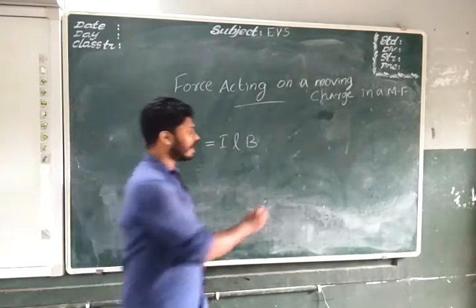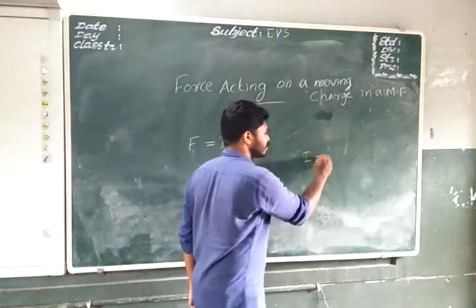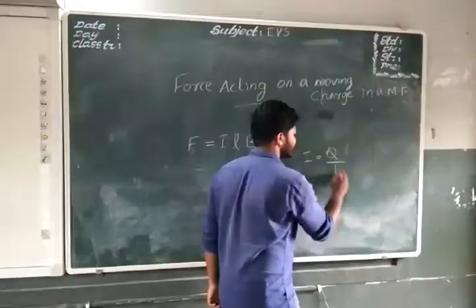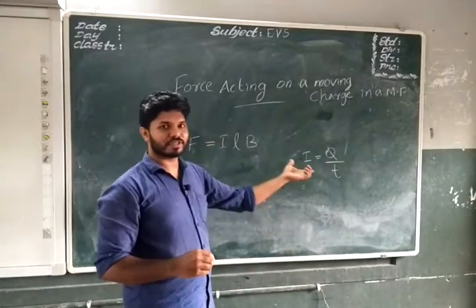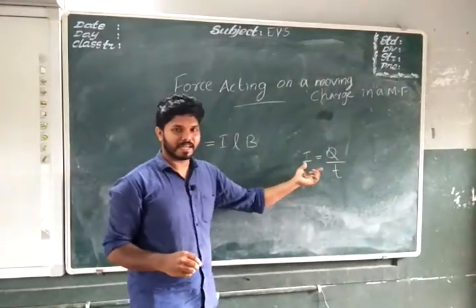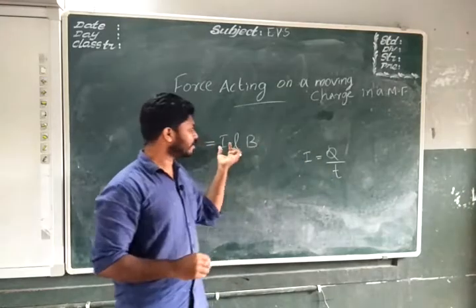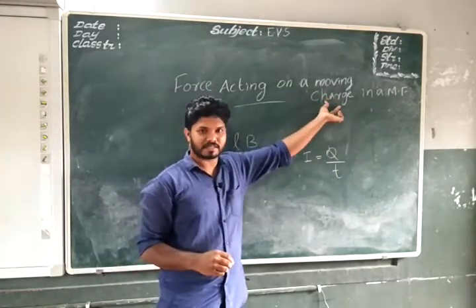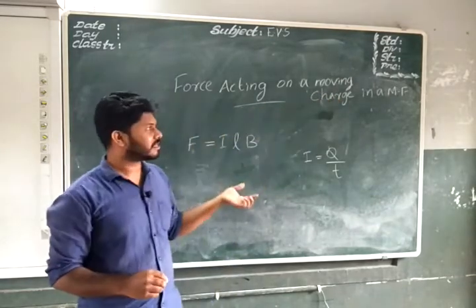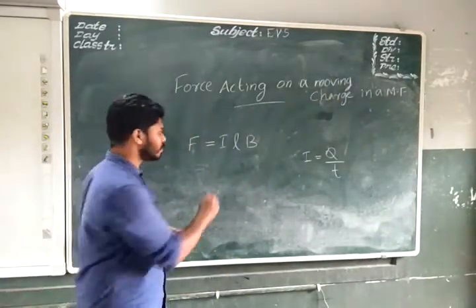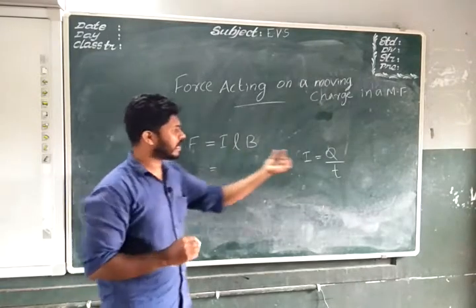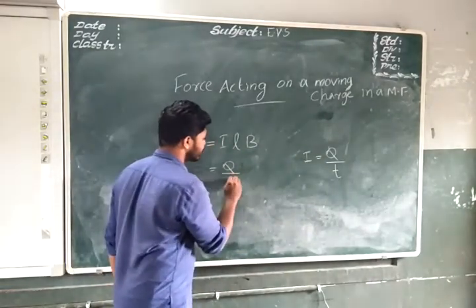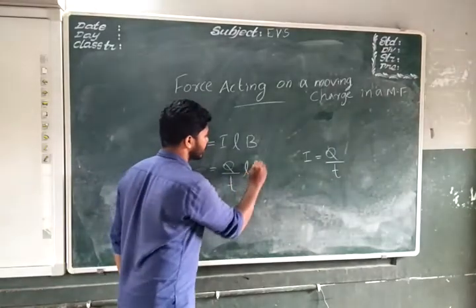We know I is equal to, what is the equation of current? I is equal to Q by T, isn't it? This is the equation for electric current. Let us replace this I by Q by T, as we are considering a moving charge, not a current carrying conductor. So F equals Q divided by T into L into B.